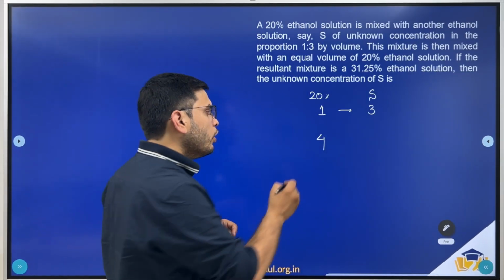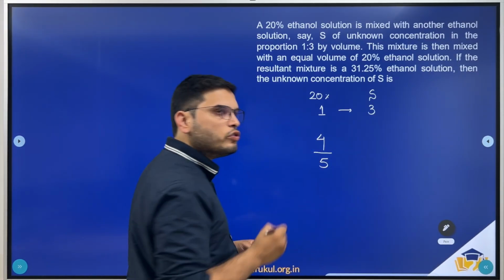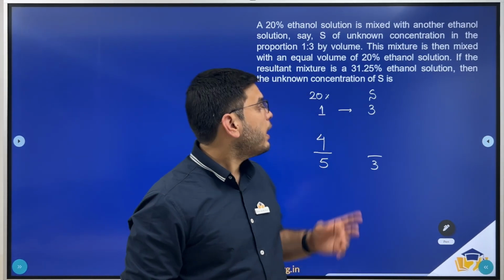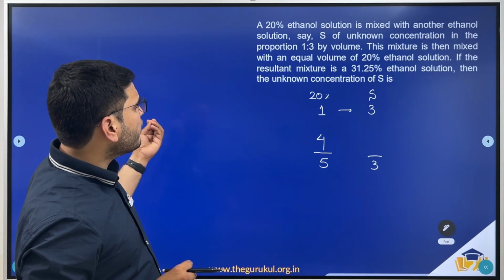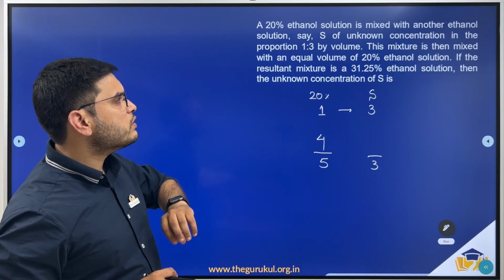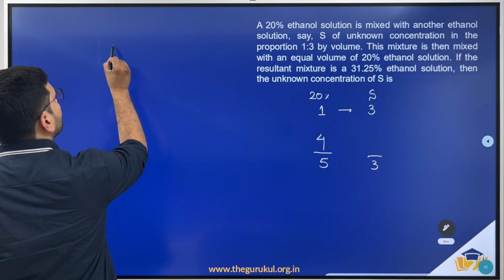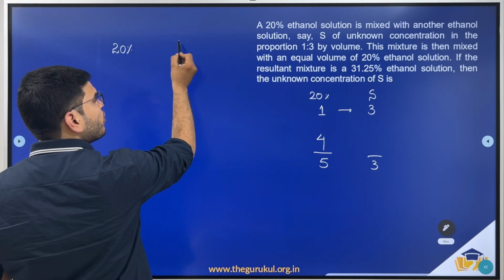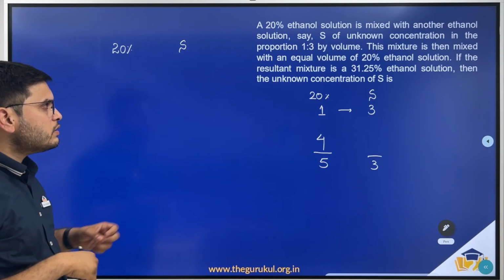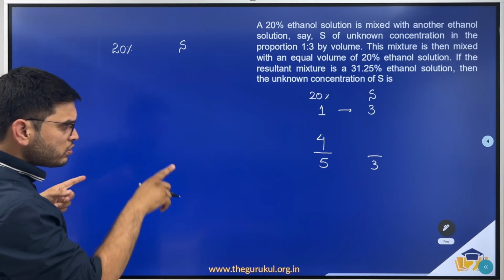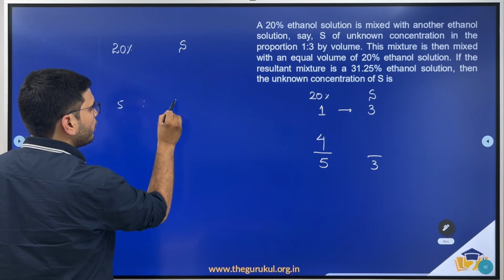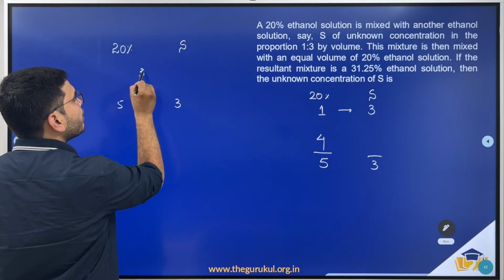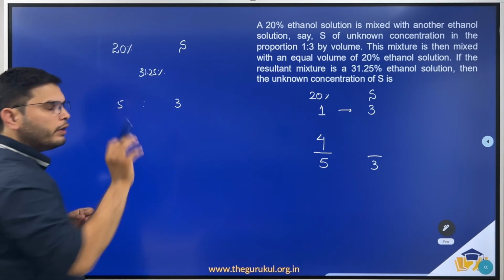Now in the total mixture, you will be having 5 parts of 20% ethanol solution and 3 parts of ethanol solution whose concentration we do not know, right. And it is mentioned that the resultant mixture is 31.25% ethanol solution. So you have ethanol solution of 20%, and an ethanol solution we do not know, let the concentration be S. Because of mixing these two solutions in the ratio 5 is to 3, we ended up getting a solution whose resultant mixture has 31.25% of ethanol in it, right.